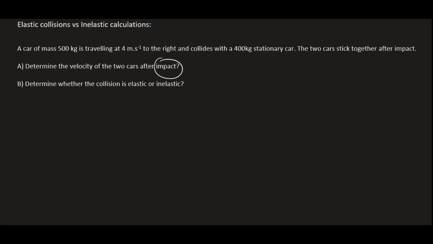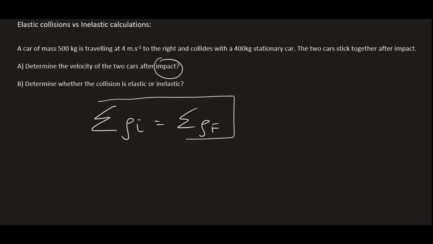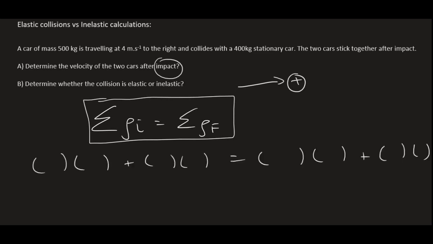Determine the velocity of the two cars after impact. Well, here we've got two objects colliding, and so we can use our formula: the sum of the initial momentum is equal to the sum of the final. Please keep in mind that this formula does not get given to you in the exams. You just need to remember this one. Now we're going to choose a direction as positive, and then we open up our system of brackets like this, and I'm going to call the 500 kilogram car A, and the 400 kilogram car I'm going to call B.